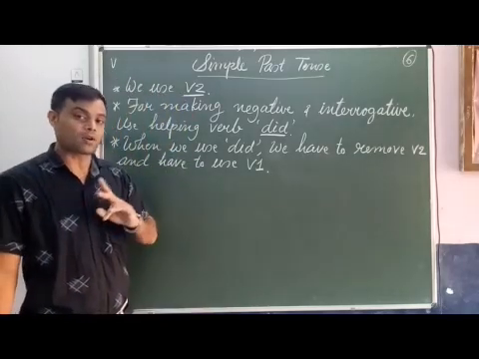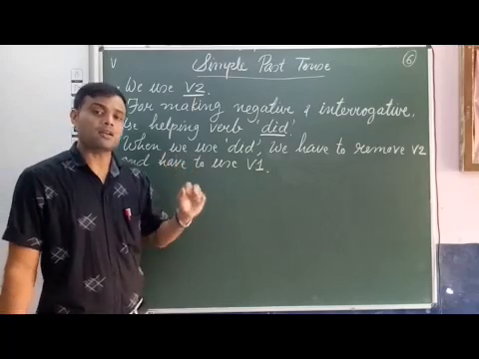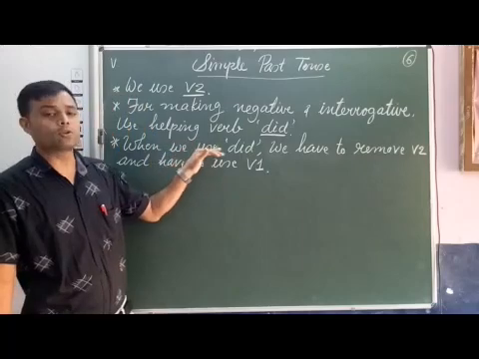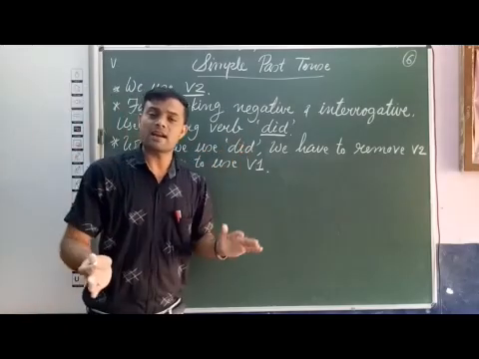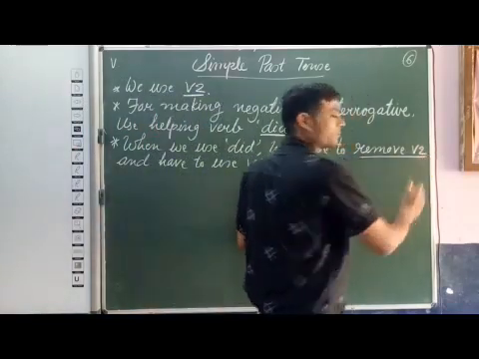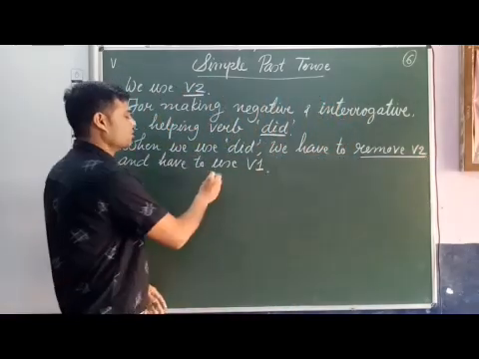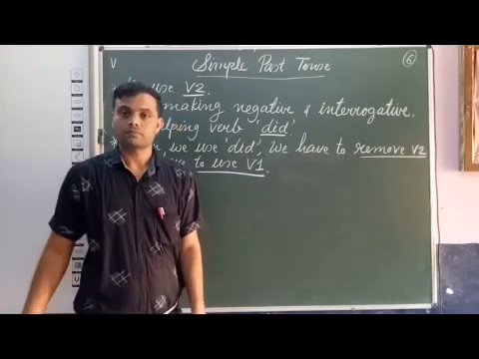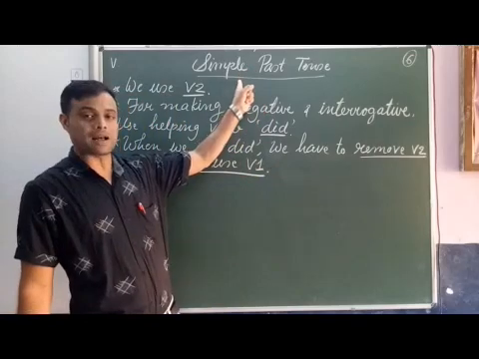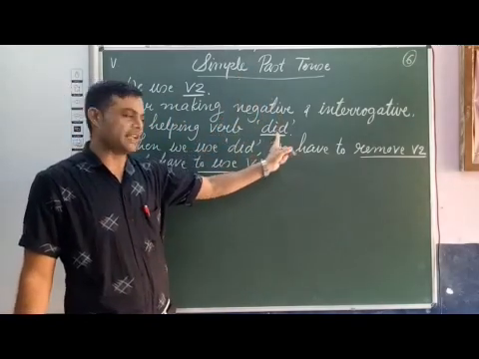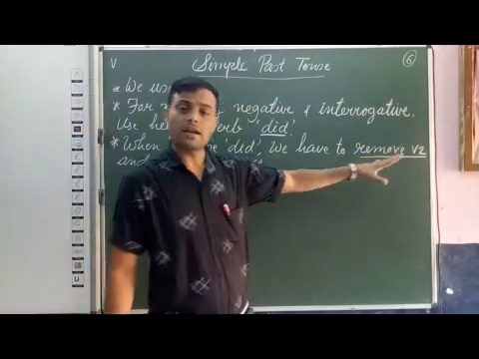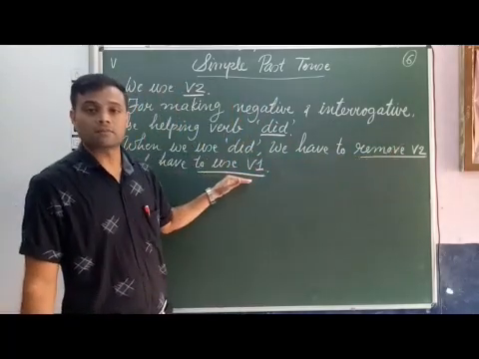Please pay attention here because this is the area whereby most of the students make mistake. When we use did to make interrogative and negative sentence, we have to remove V2 and we have to use V1. In negative and interrogative sentence of simple past tense, we use helping verb did. And when we use did, we have to remove V2 and have to use V1.